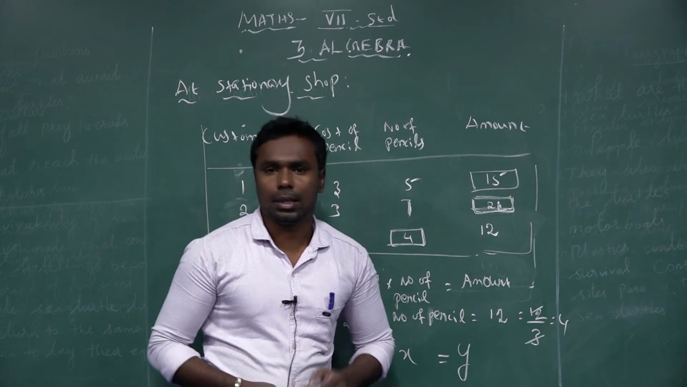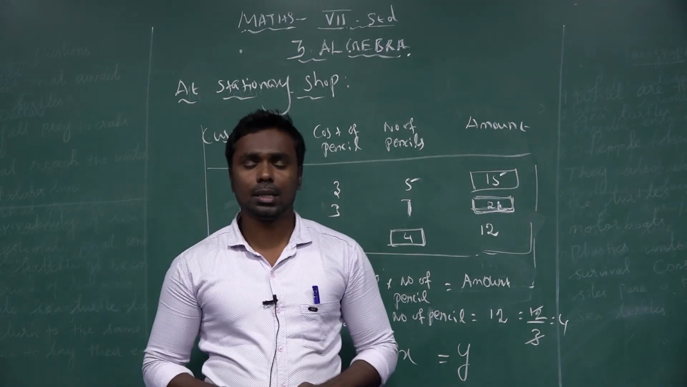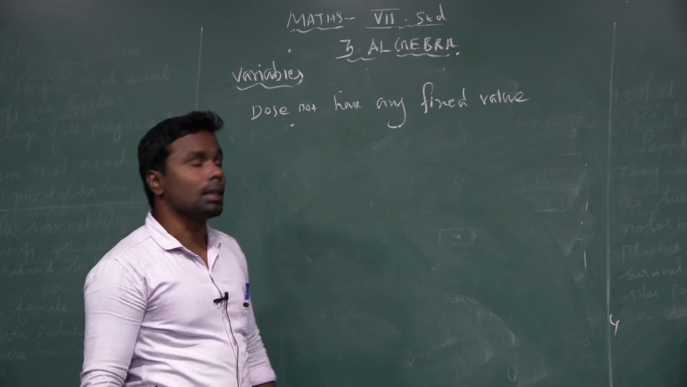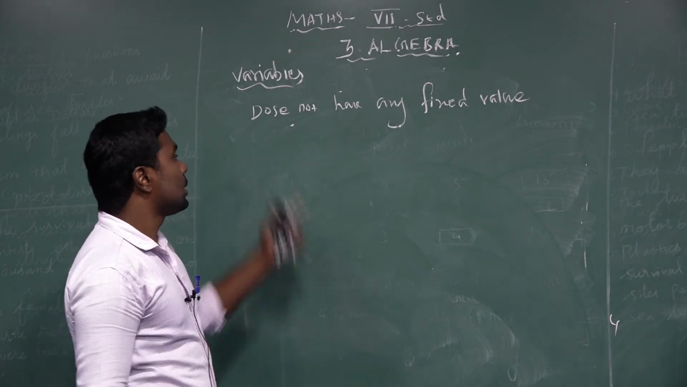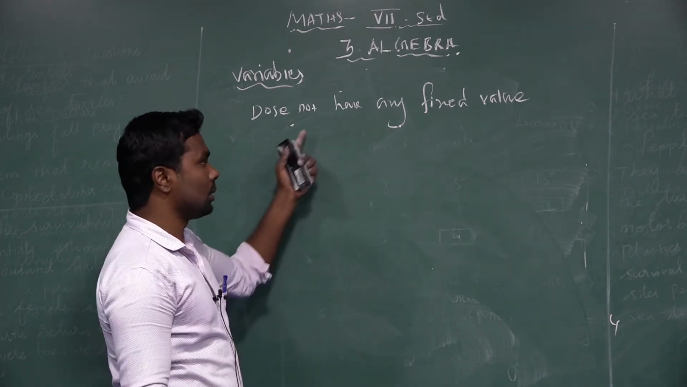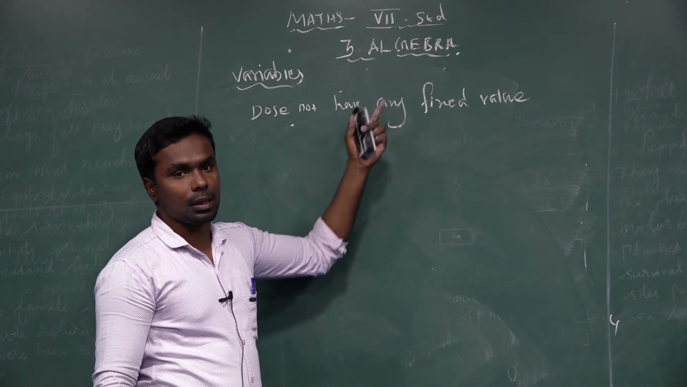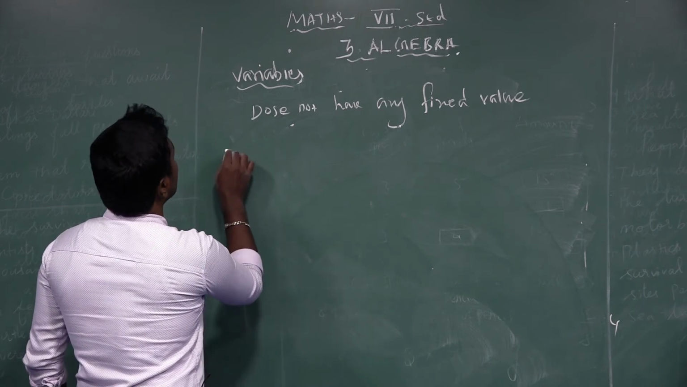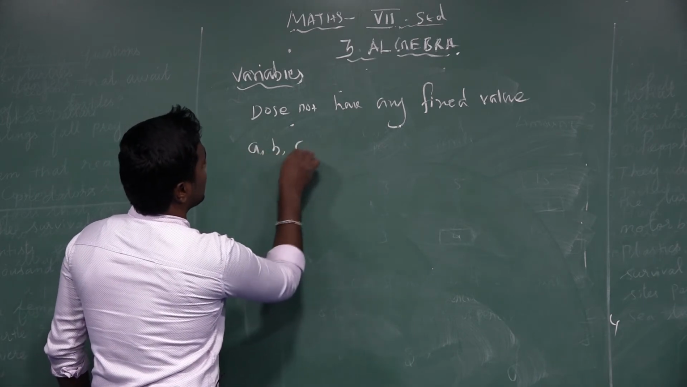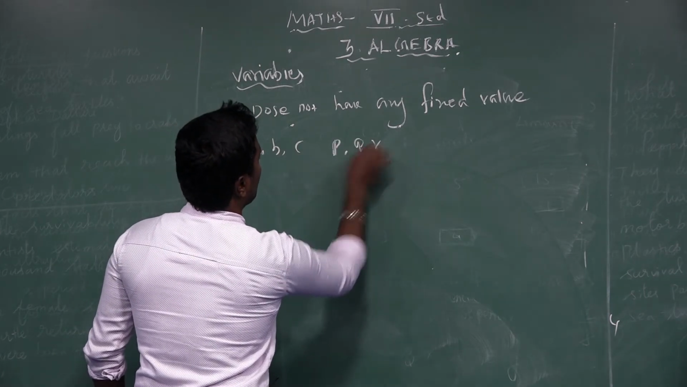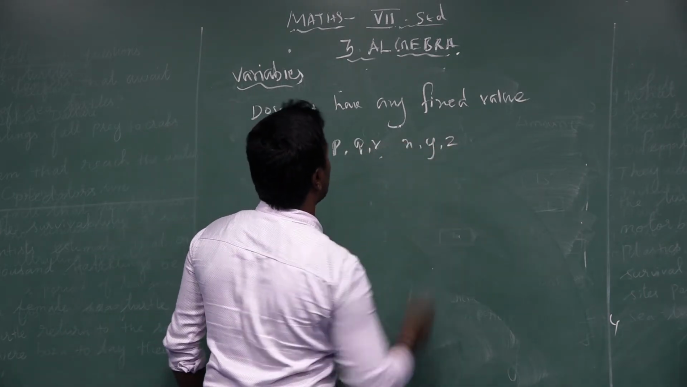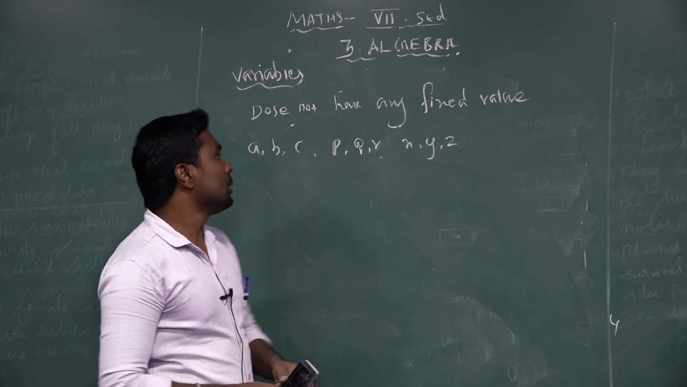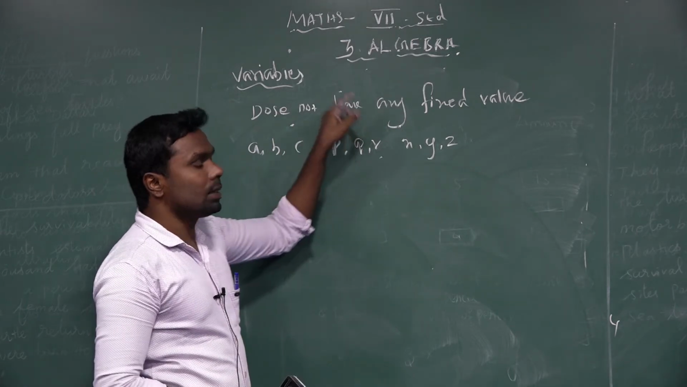So finally, what is algebra? Very simple. Algebra means finding the unknown value. And the next one is variables. A variable does not have any fixed value. That means the values are varying. It's denoted by letters of the alphabet. For example, A, B, C, and P, Q, R, X, Y, Z can be any letter. So what is a variable? It does not have any fixed value.